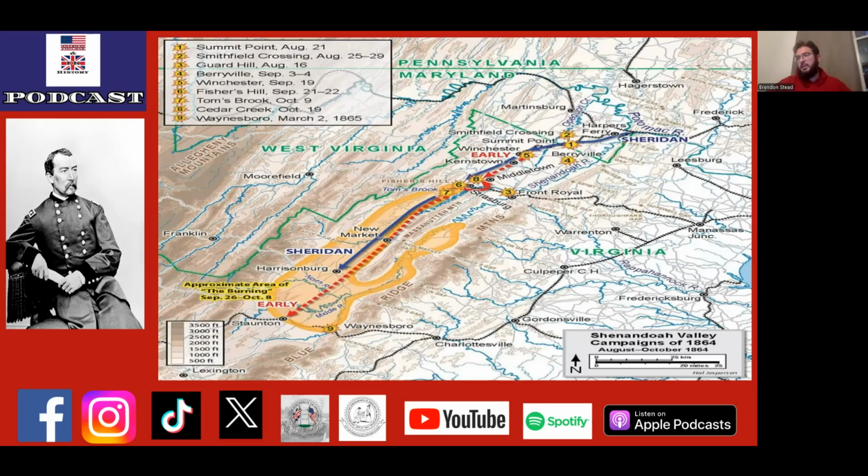Sheridan believes that when the destruction was completed, he quoted that the valley from Winchester up to Staunton, 92 miles, will have but little in it for man or beast. And this action achieved what Grant preferred, that he wants Sheridan to attack the railroads that supply Robert E. Lee's army in Richmond. And Sheridan's doing a great job. He's pushing through. He gets rid of Early's army, and Early retreats to Staunton, and he believes that Early's done, but Early is not done yet. He is not.